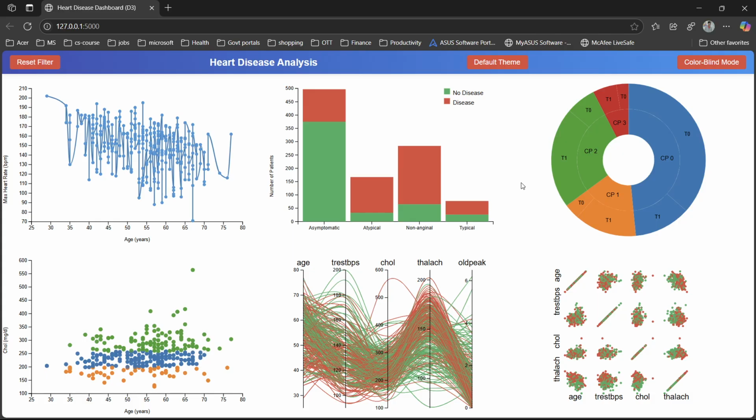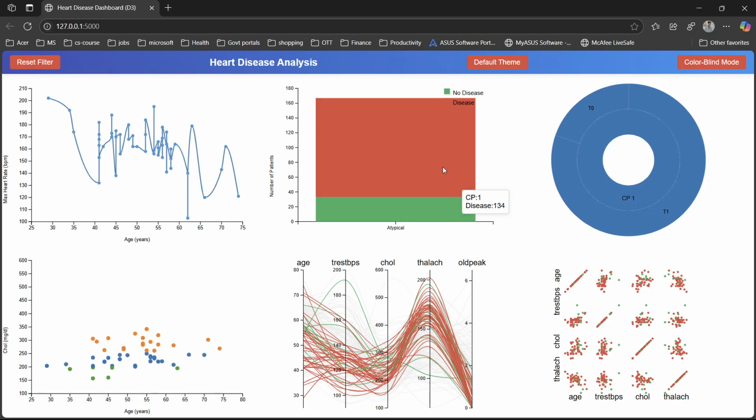The radial layout uses segment size to reflect patient counts, making it visually intuitive to compare disease prevalence across symptoms. This also shows the number of patients in each segment while hovering, and you can also click on it. So for example, first I'll click on CP1. It shows people with disease and no disease in the CP1. It shows the entire set of patients in CP1.